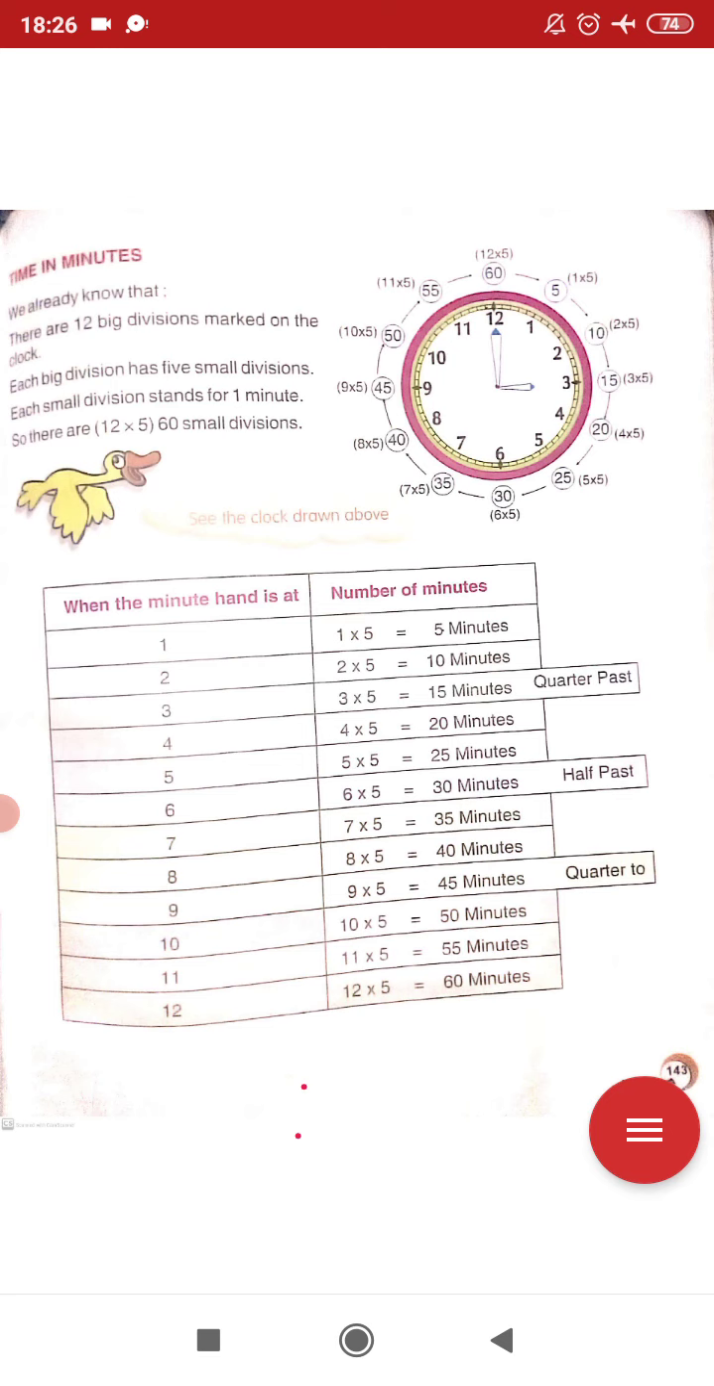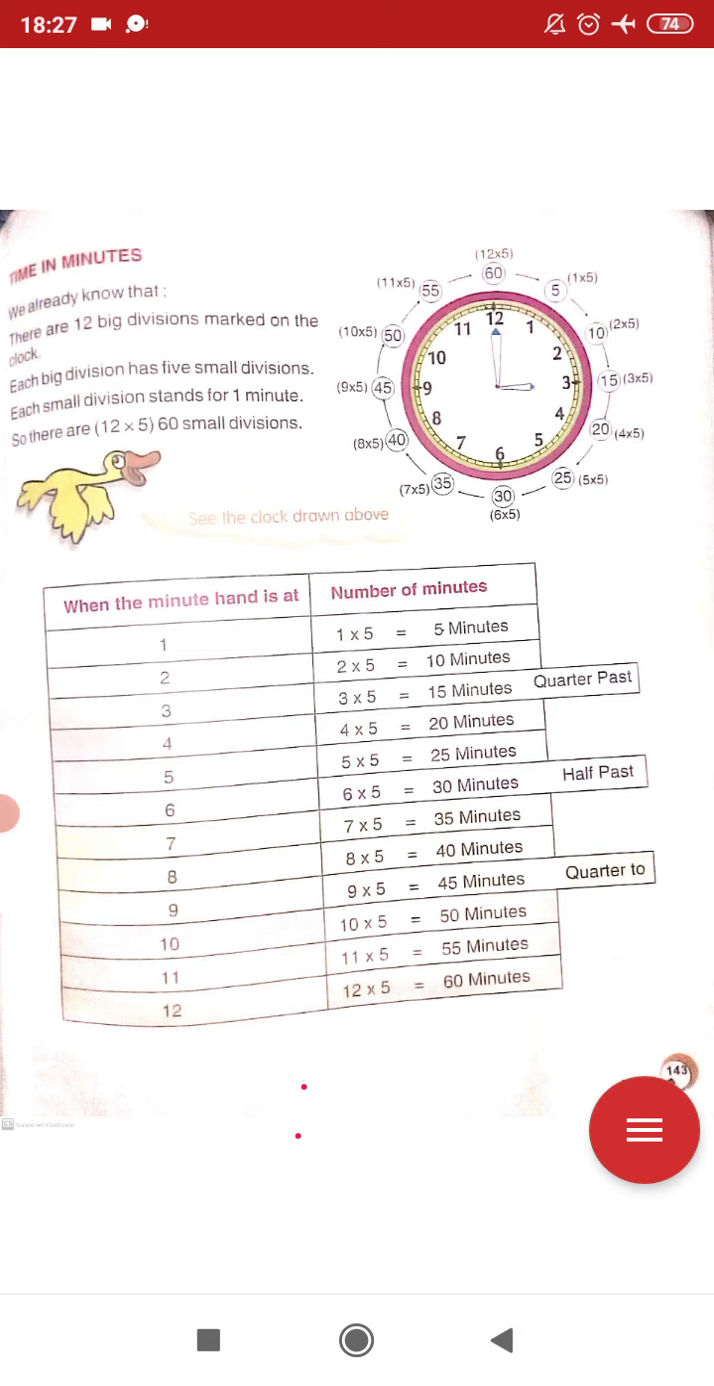How to calculate the number of minutes? We need to multiply the number of divisions by 5 to get the number of minutes. Suppose we are discussing time in minutes. Suppose the minute hand is at 3. So the number of minutes will be 3 into 5. That means 15. You can see the chart given on page 143. Here you can see this chart. The location of minute hand and the number of minutes.